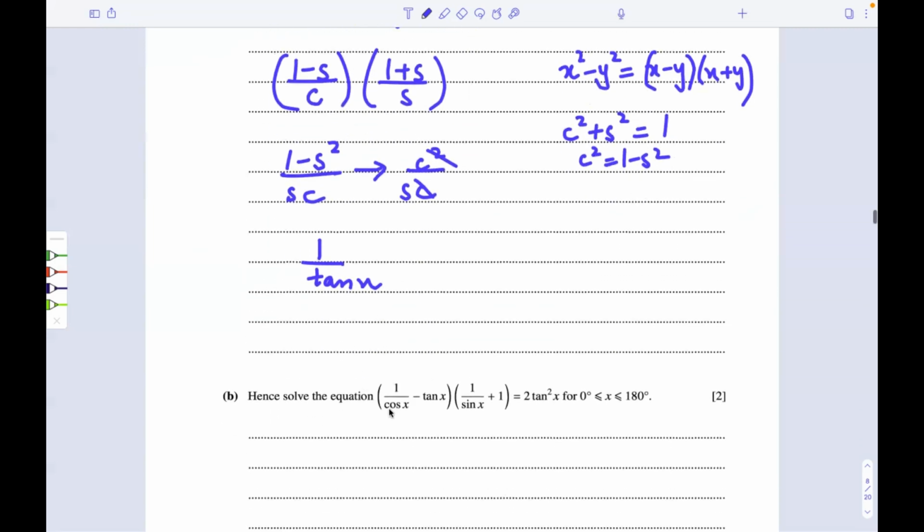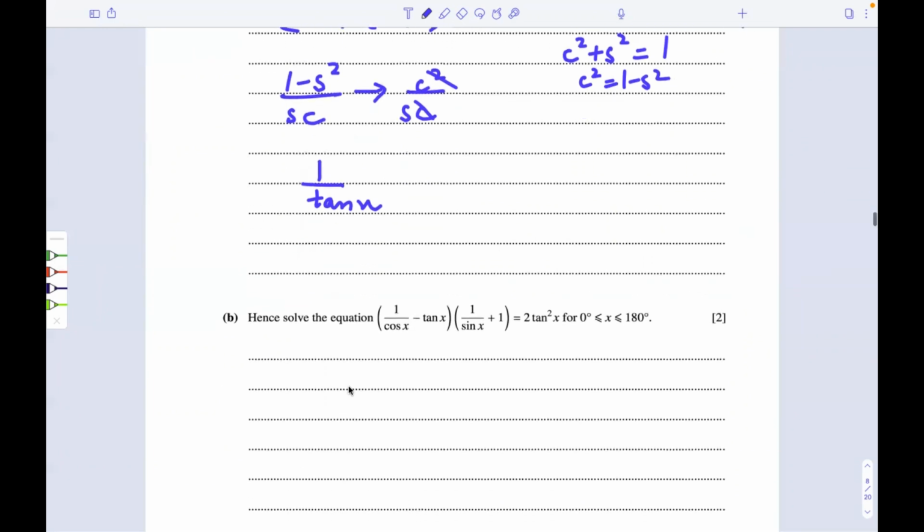Now in the next part, we have to solve the equation where this is equal to 2 tan square x. Now we know that this side can be written as 1 upon tan x. So we can write 1 upon tan x is equal to 2 tan square x. Taking the tan on the other side, we have 1 is equal to 2 tan cube. So tan cube is equal to 1 upon 2.